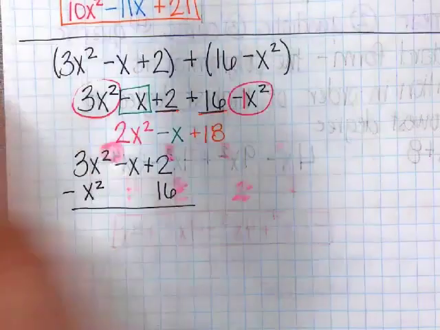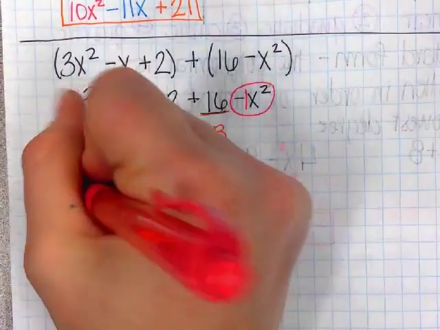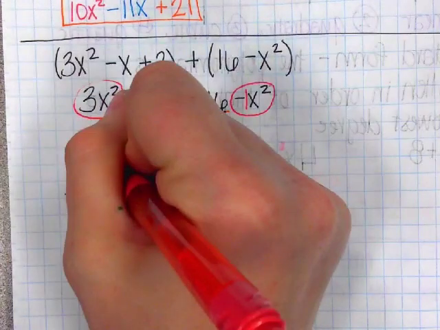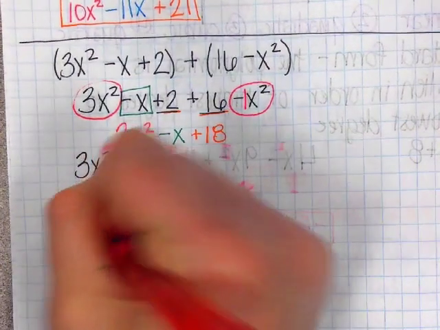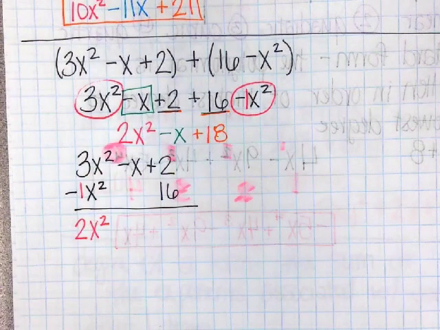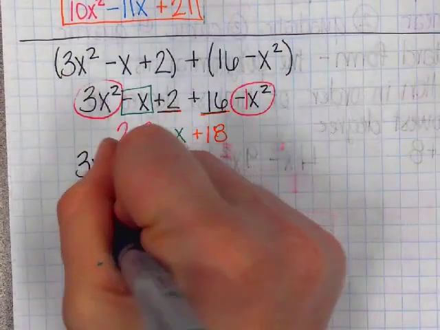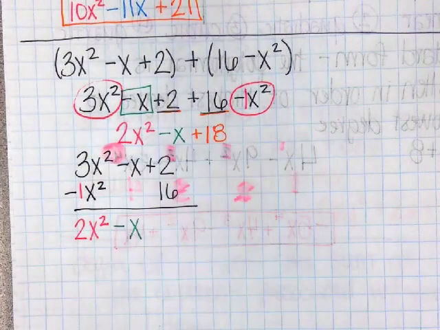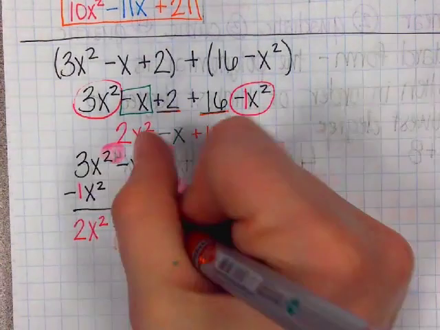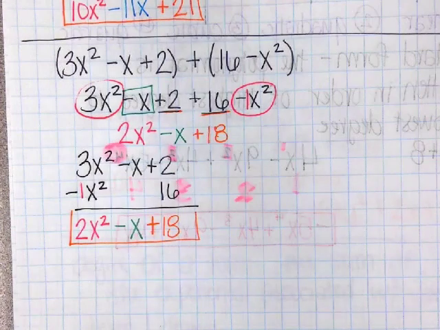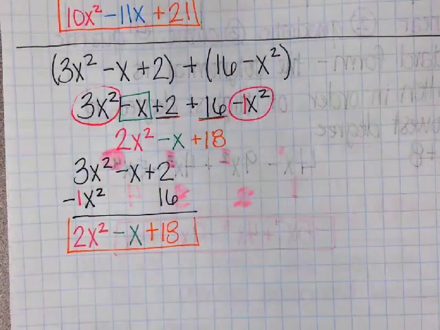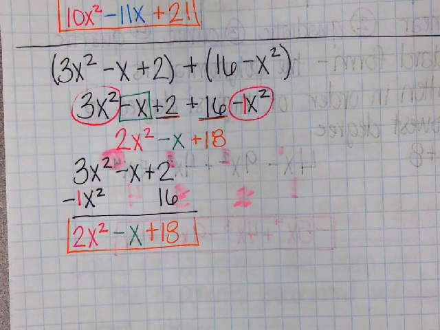Okay, combine 3x squared minus x squared. So 3 minus 1, 3x squared minus 1x squared, would be 2x squared. Bring down the negative x because there's nothing to combine it with. And then 2 plus 16 is 18. So that would be my answer. It's still the same thing.